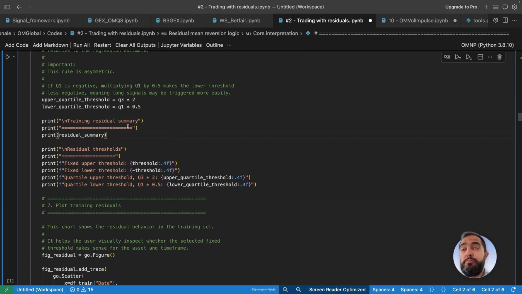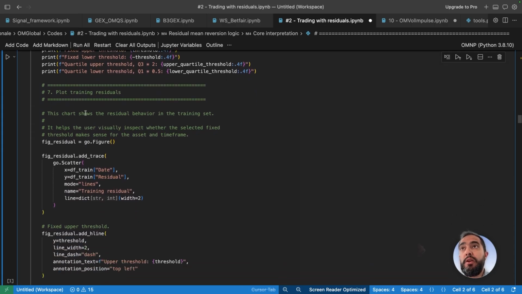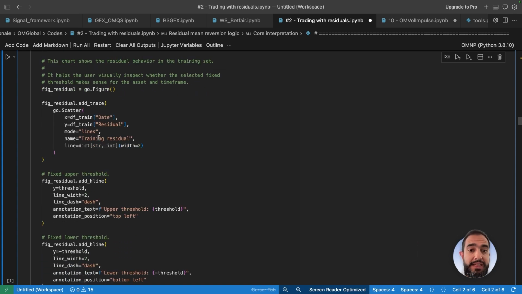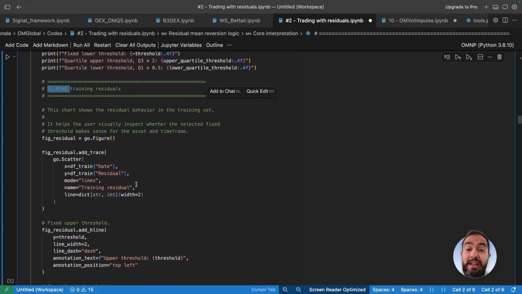Then we print these summaries and these thresholds. We also plot the training residuals in a particular chart on step number 7. And please, if you are not getting these technical terms, or you are not so familiar with linear regression, with all the things that I'm commenting, and if you want a class that is a step back from this, a step before that, let me know in the comments or in our Discord community, and I'm more than happy to prepare something specific for you.